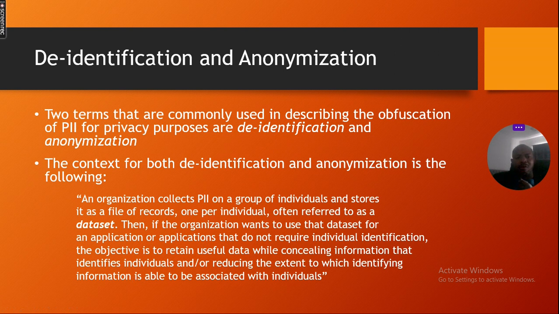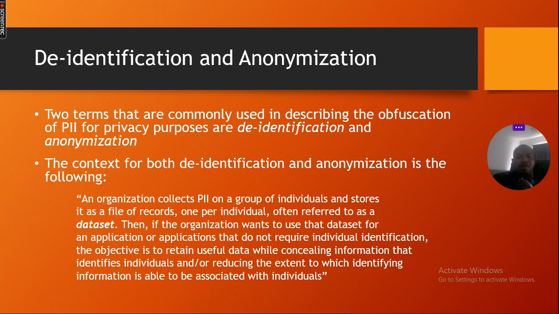If we want to explain this broadly, it's when an organization collects personally identifiable information on a group of individuals and stores it as a set of files for their records. There is one record per individual, and all of them collectively are called the data set. Then the organization wants to use this data set for applications that do not require individual identification. They want to use them, but they don't have to show the owners of this information and their health status.